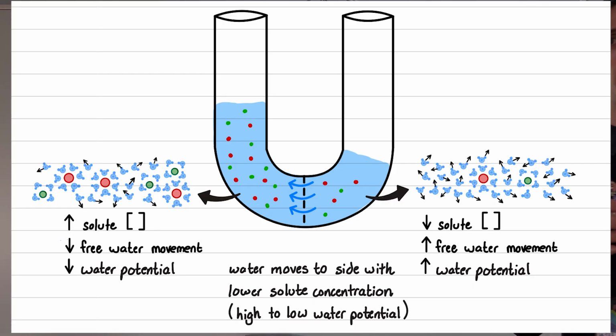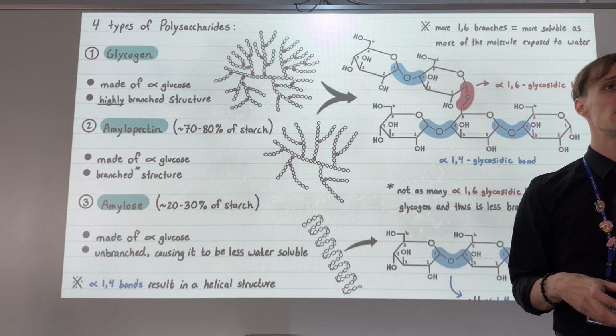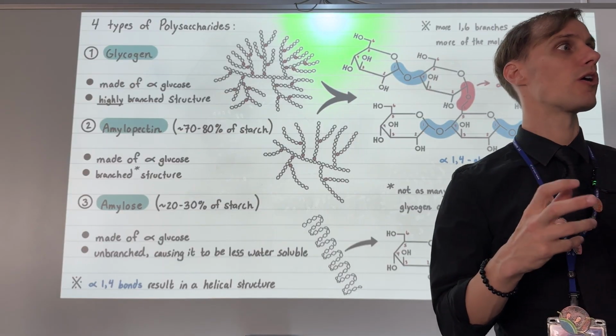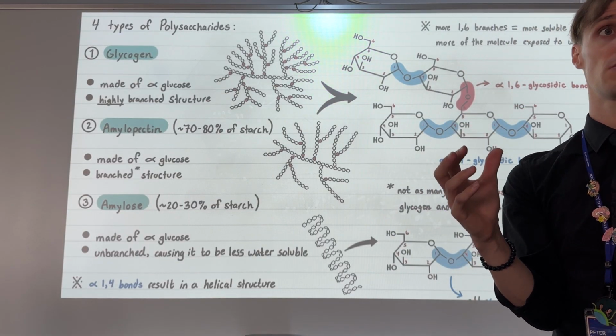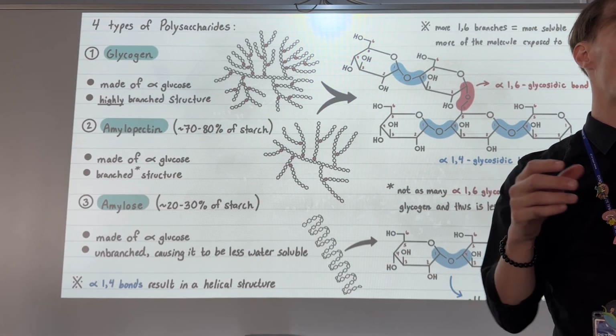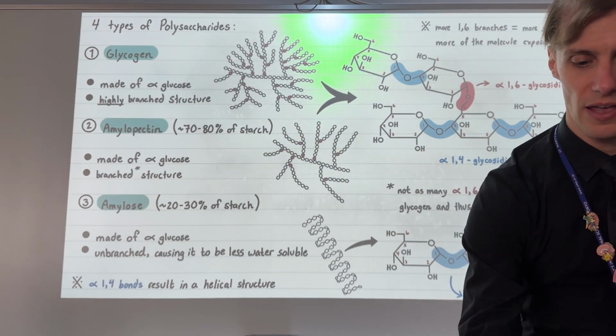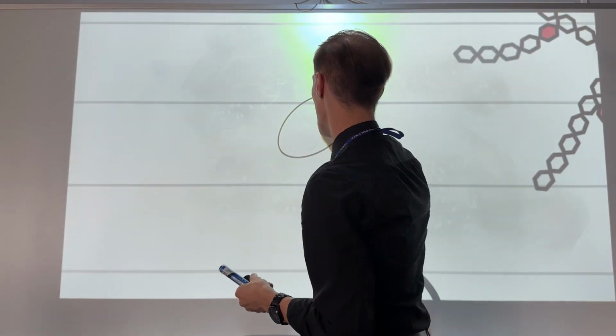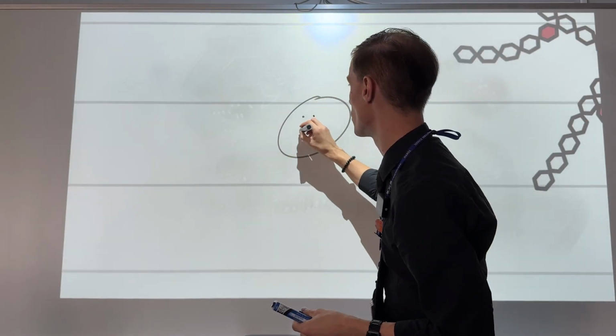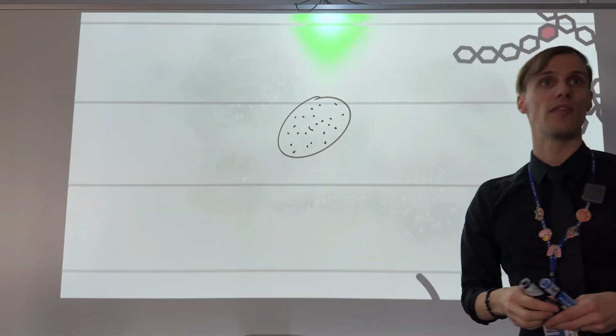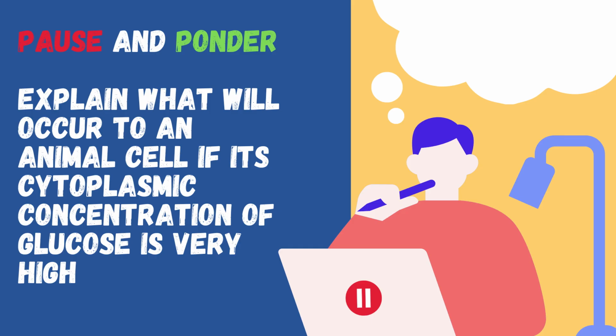Water will flow from areas of high water potential or low solute concentration to an area of high solute concentration or low water potential. Now, this is significant because if a cell just stored a bunch of glucose, then it would actually have a fairly high solute concentration. And if that's true, if I have a cell and I'm going to store a bunch of glucose inside of it, then what will happen to this cell?